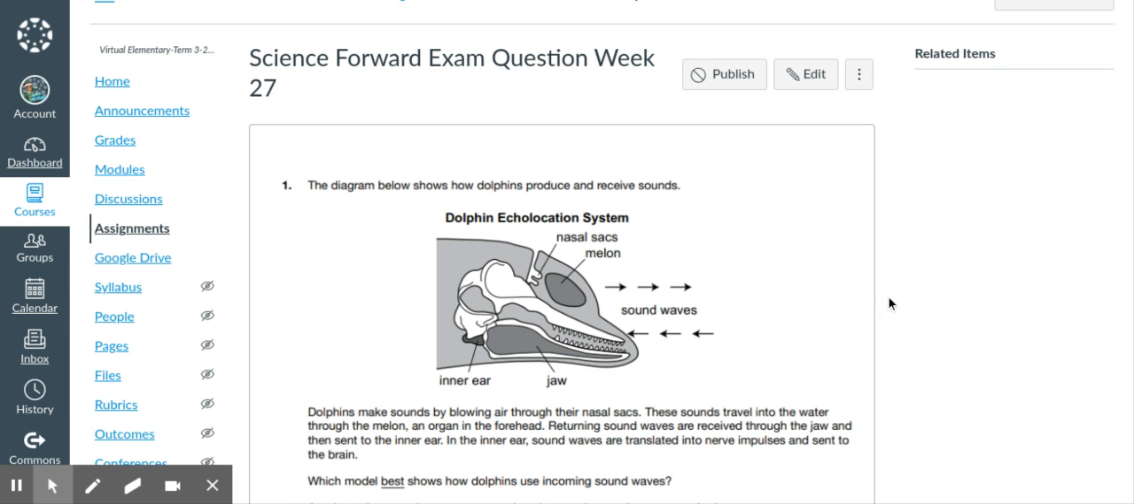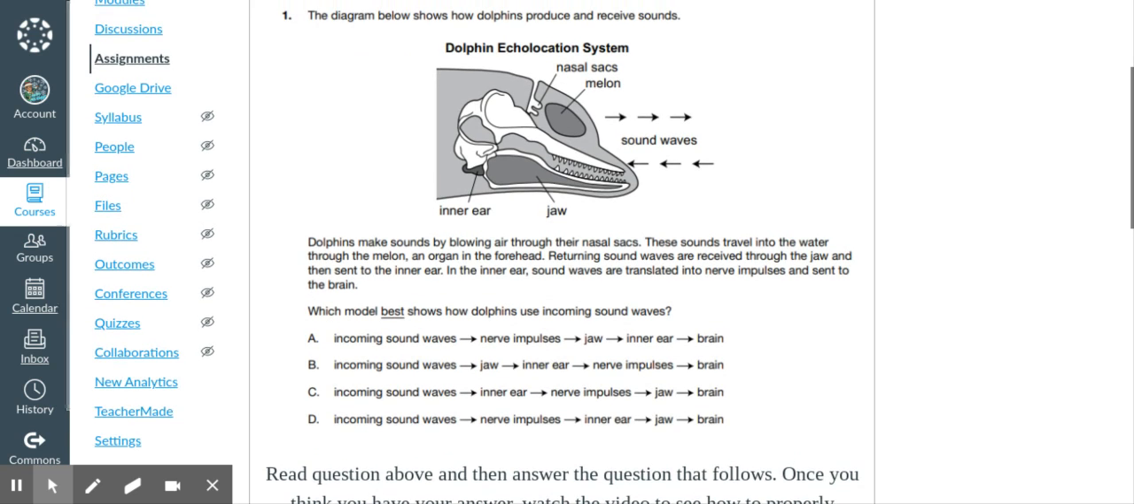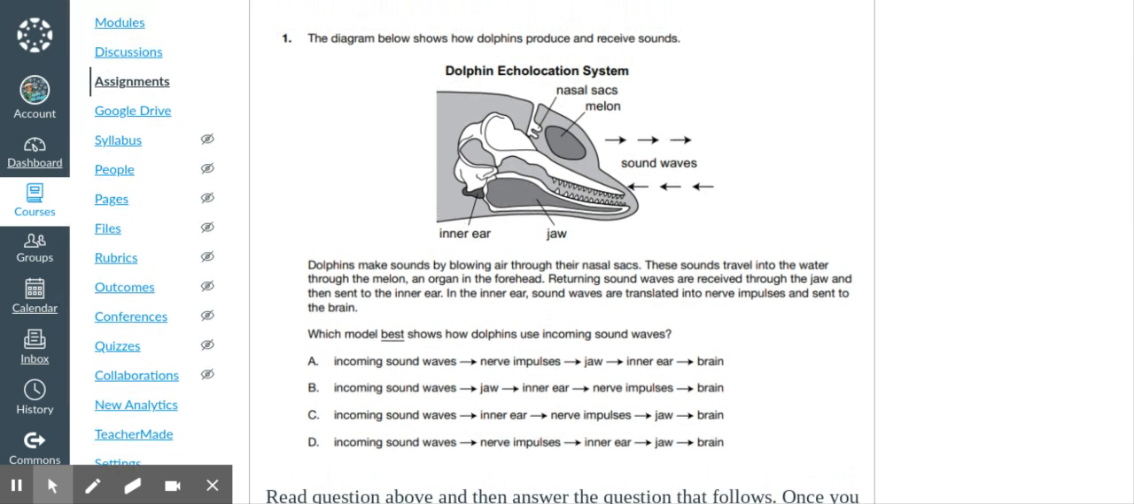All right. So this is the science exam question for this week. Let's have a look at this. It says the diagram below shows how dolphins produce and receive sounds. It has a really cool diagram of a dolphin. It shows that there's nasal sacs, these little things, the melon, sound waves in and out, looks like. There's the jaw and then an inner ear.